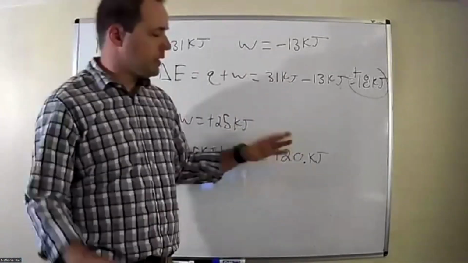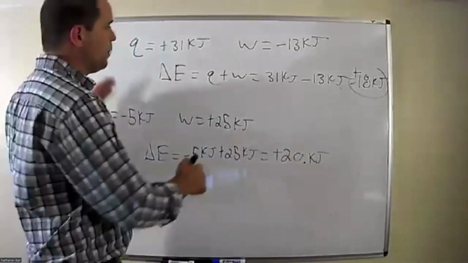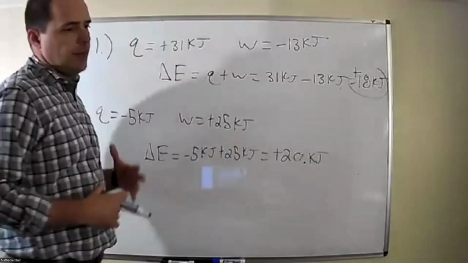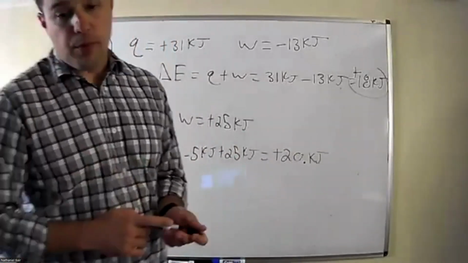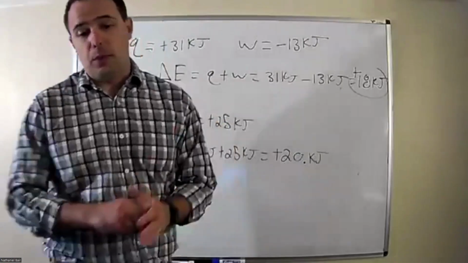So positive 18, positive 20. Hopefully you're able to assign the positives and negatives. Just think about, is the system doing it, or is it being done to the system? If the system's doing it, put a negative. If it's being done to the system, put a positive.